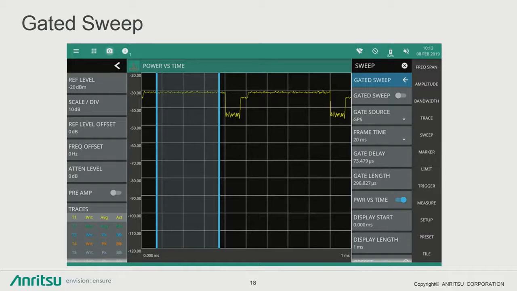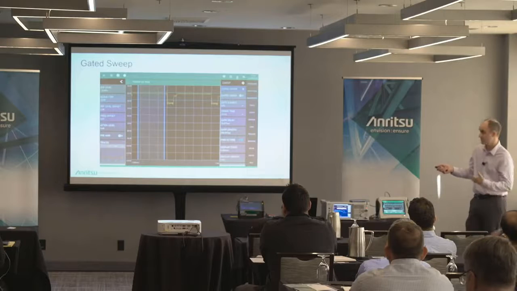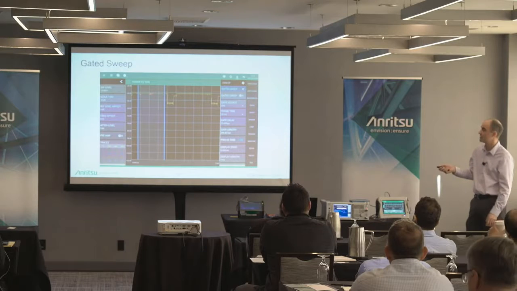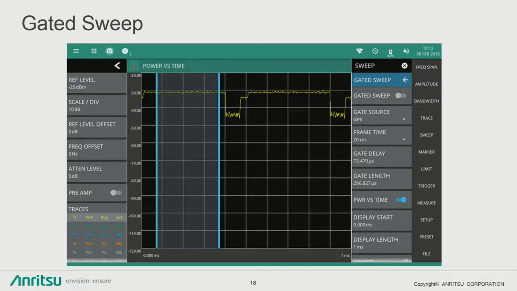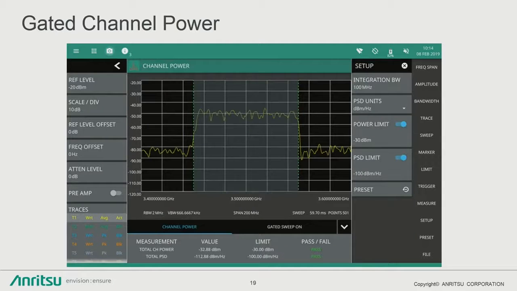Well, in a TDD world, you have to tell it where to look. So in this case, we're looking at the downlink, because you remember that map that we had earlier? So I'm looking at a downlink. If I set my power versus time to tell the spectrum analyzer to only look at the downlink portion when it's on, then I can measure channel power.